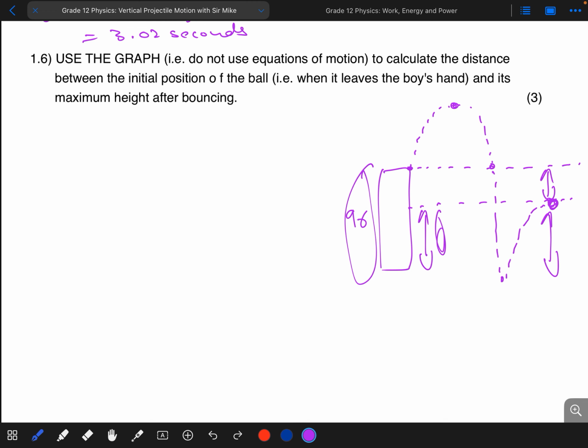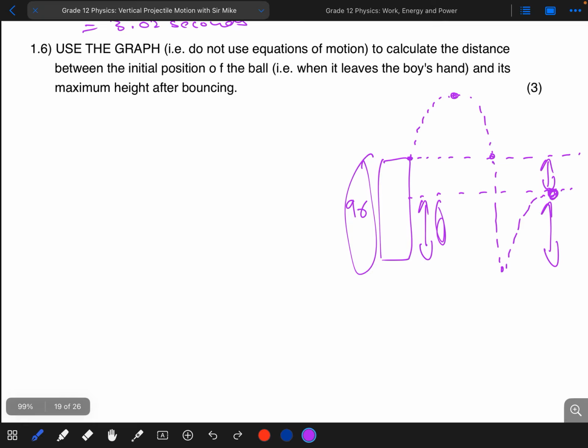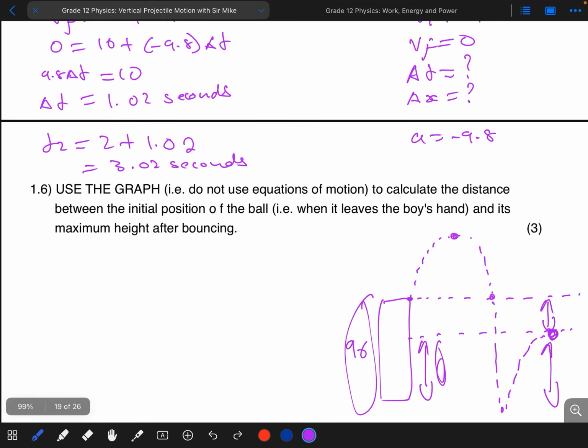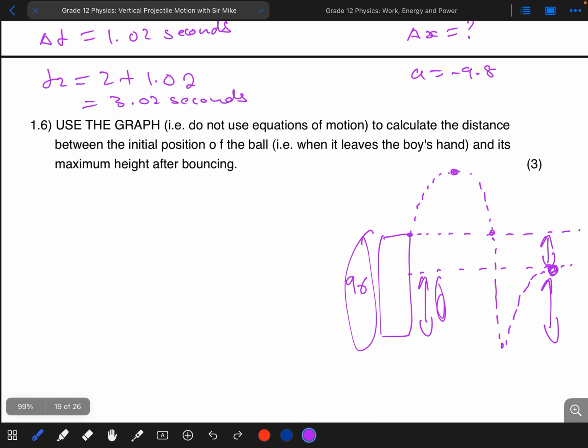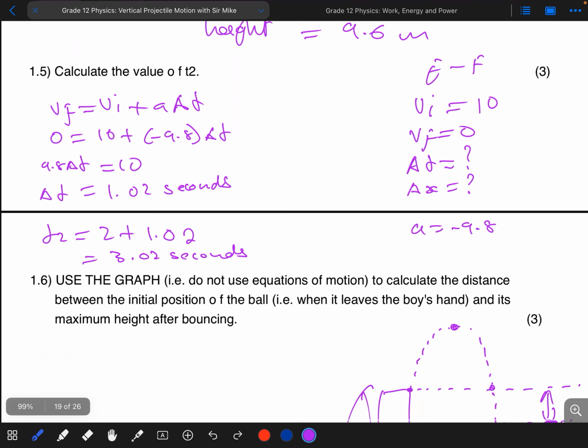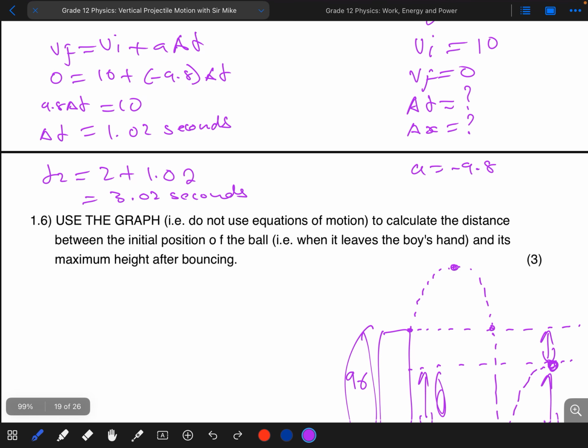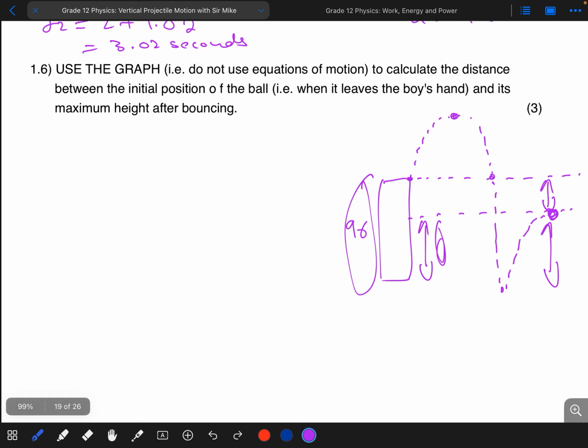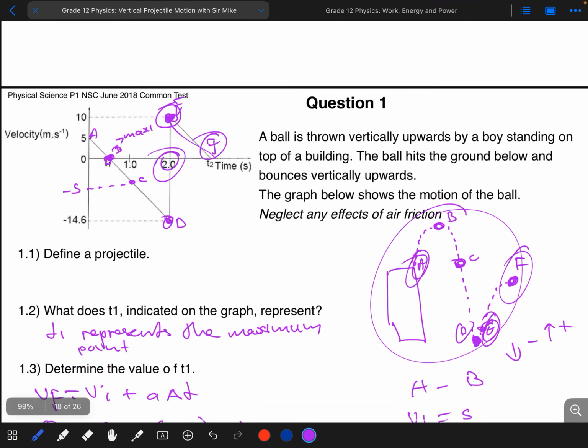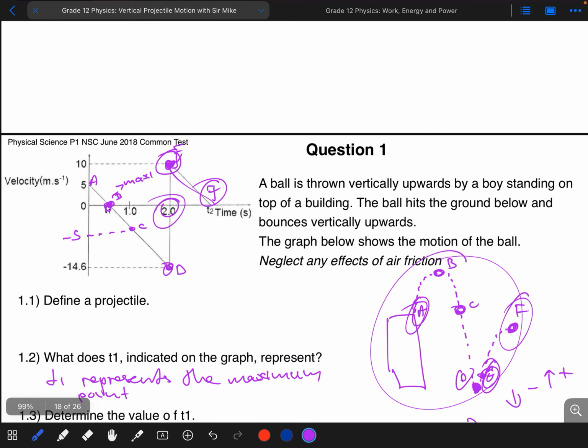So what I'm going to do now, remember they said do not use equations of motion. This is weird. I don't know why they are doing that. But anyway, let's do this. We know how to calculate the displacement. So we're going to calculate the displacement between these 2 points, if we look at our graph, between point E and F.